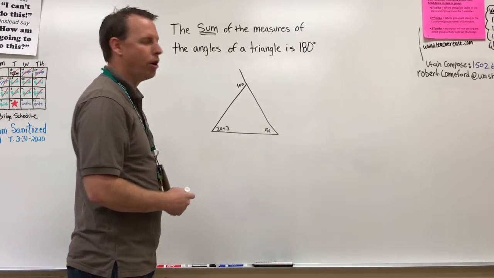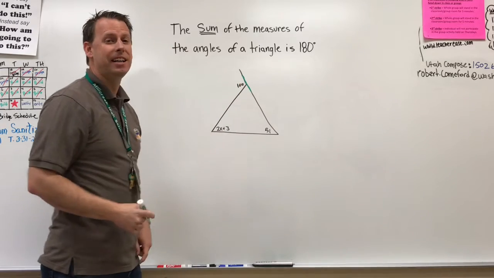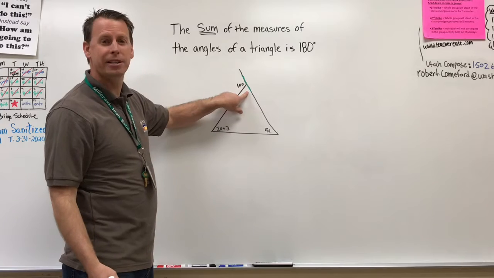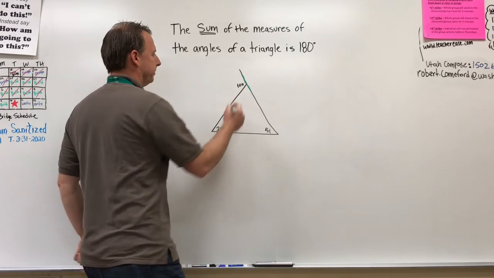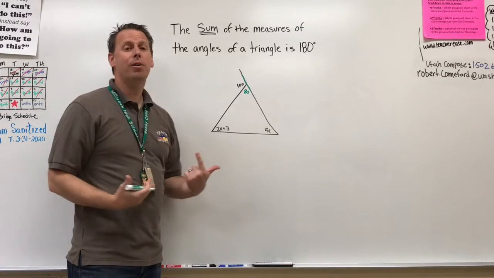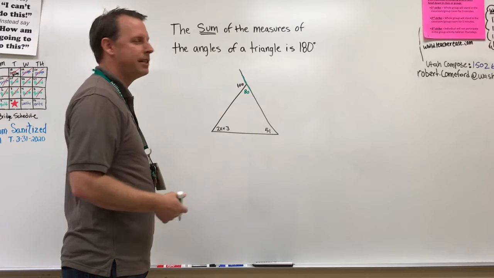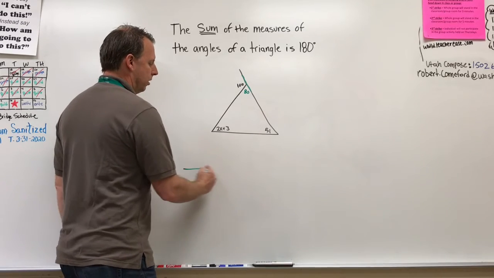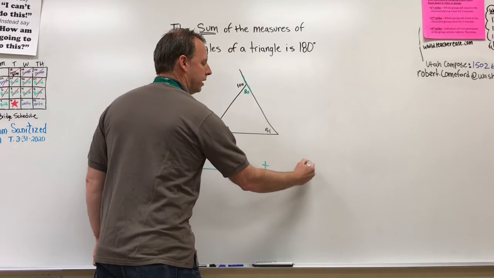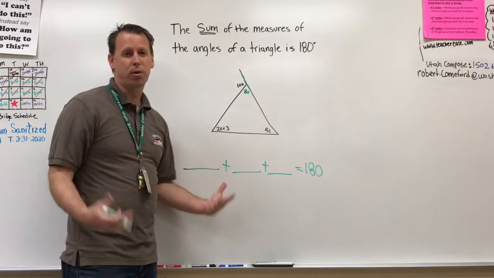I can figure it out though, because look, straight line, and straight lines are 180. So if this guy is 100, then this guy has to be 80. And now I can write my equation, right? Pretty much you're going to be writing the same equation every time. You're going to have one angle plus the other angle plus the other angle equals 180. That's going to be typically your equation.